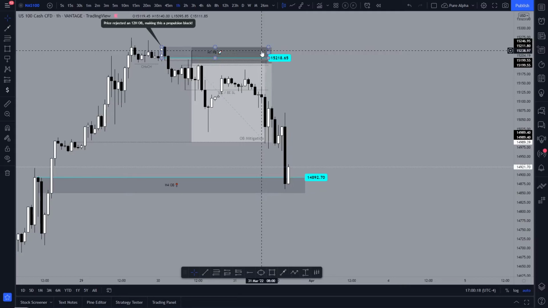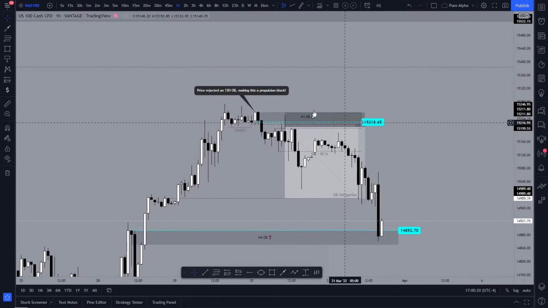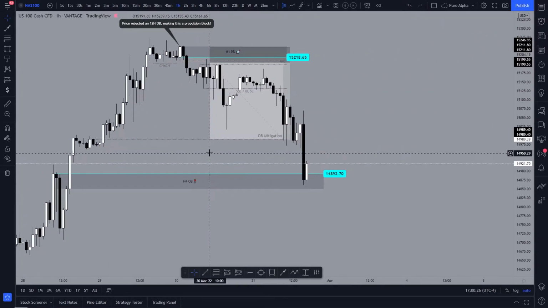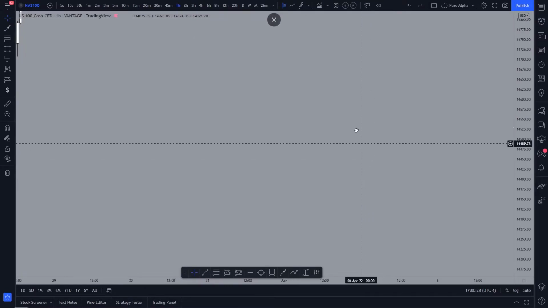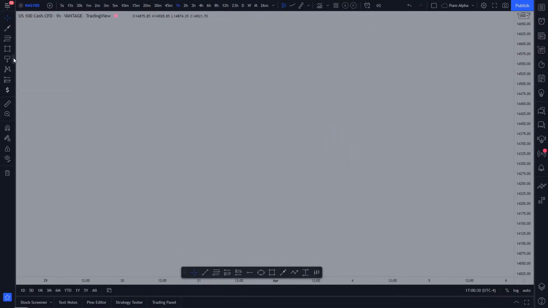And one more thing, just to make sure everyone understands this, I do call this a propulsion block, and the explanation is over here. Since this is going to be an educational channel, I'm going to go ahead and break down propulsion blocks. And if I do need to make a video dedicated just to propulsion blocks, then I will.